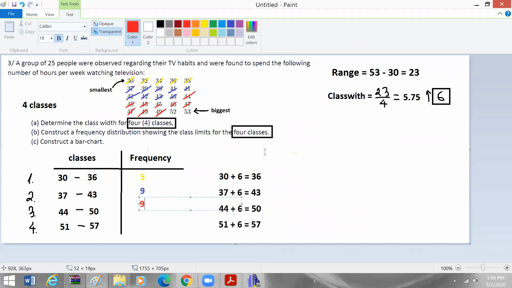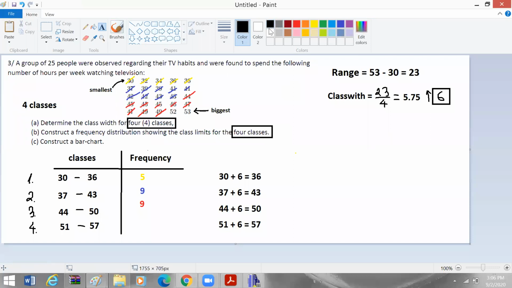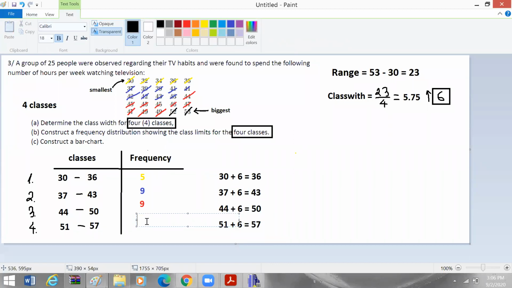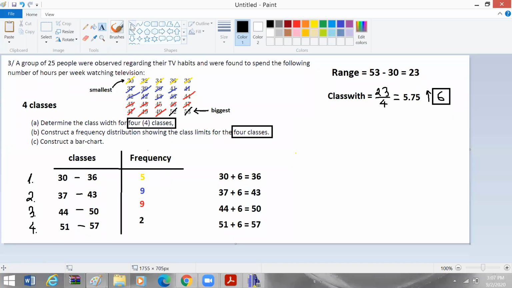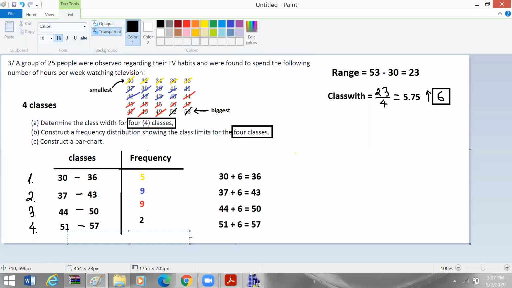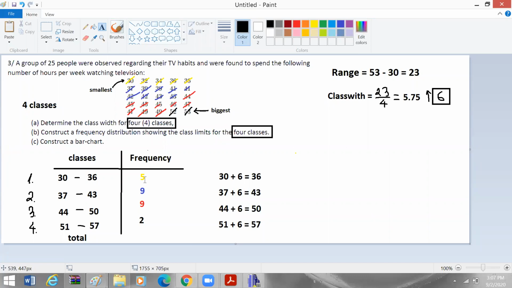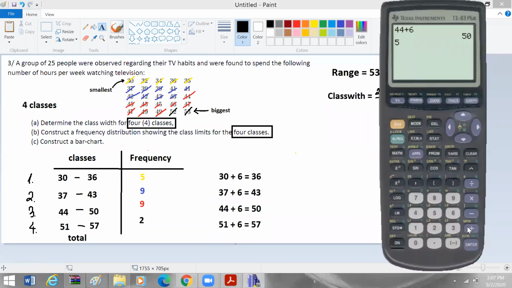Okay, so last part, I'm going to use the black one so it's easier. How many data sets fall between 51 and 57? So we have 1 and 2. Okay, so we have 2 of them. And it's always good to check, because if you miss any data set not collected, I would take your point. The total number of people will be the total of the frequencies that we have right there. So we're going to add them up: 5 plus 9 plus 9 plus 2. And the answer for that is 25.